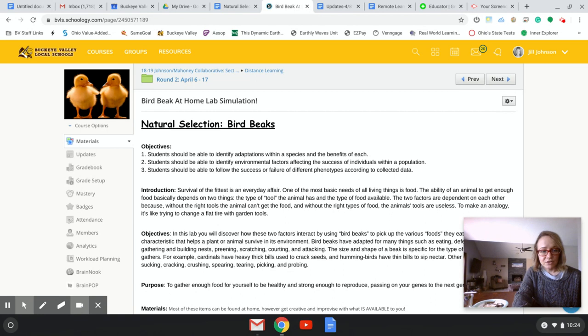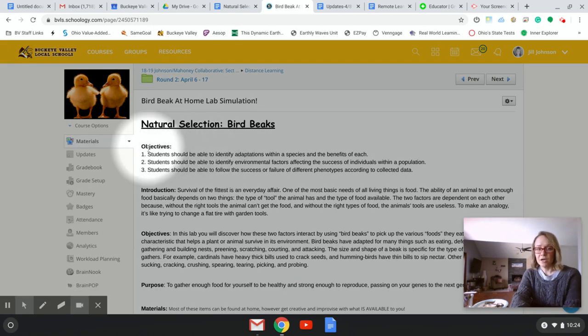If you look here on Schoology, you can see our objectives for this lab. What we're wanting you to look at is the adaptations that benefit different birds, looking at factors that are going to affect their success, meaning whether they can survive or even reproduce. And that will come later in the lab based on how many pieces of food each bird beak can eat. The introduction here, survival of the fittest is an everyday affair.